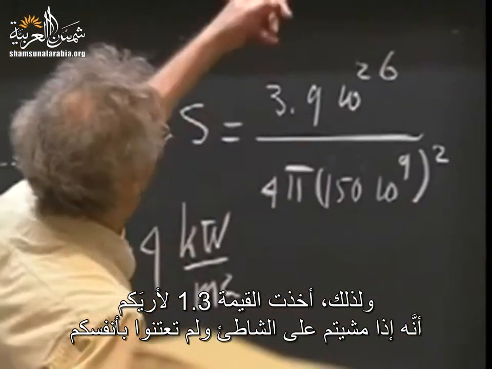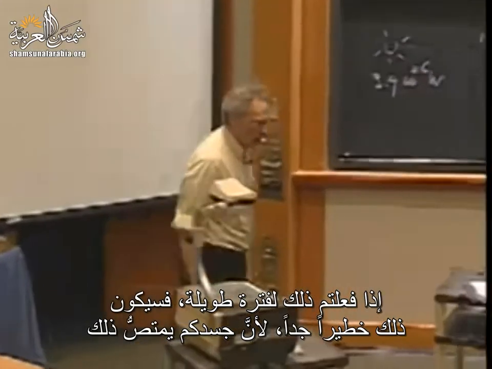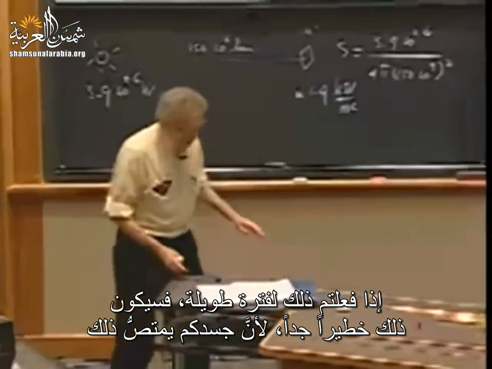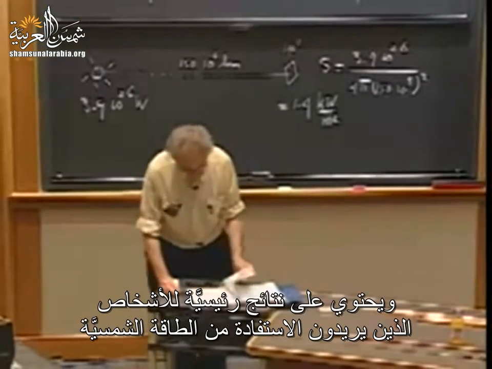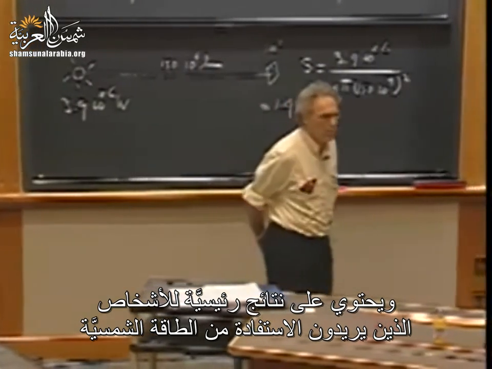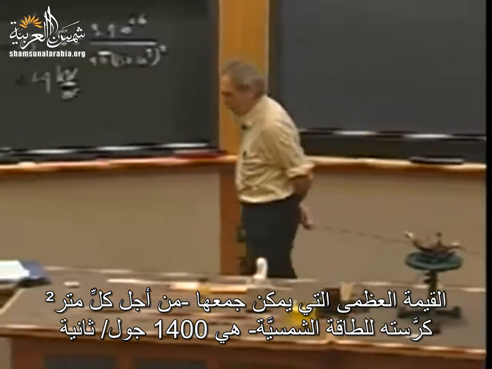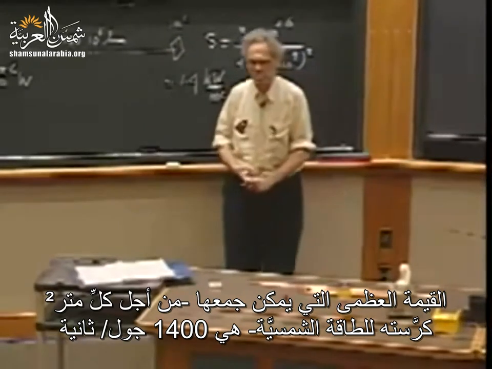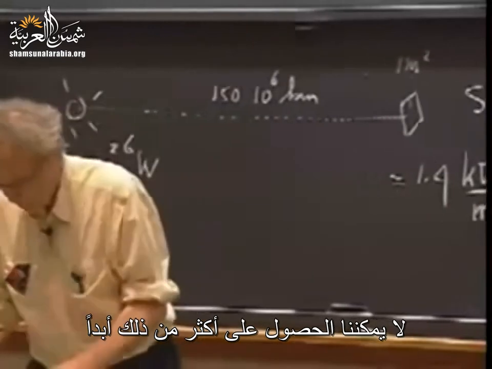And that's why I picked the 1.3, to show you that if you walk around on the beach and you don't take care of yourself, if you do that too long, that is very dangerous because your body absorbs that. This number is called the solar constant, and has major implications, of course, for people who want to harvest solar energy. The maximum that you can ever harvest is, for every square meter that you dedicate to solar energy, you only get 1400 joules per second. You can never get more.